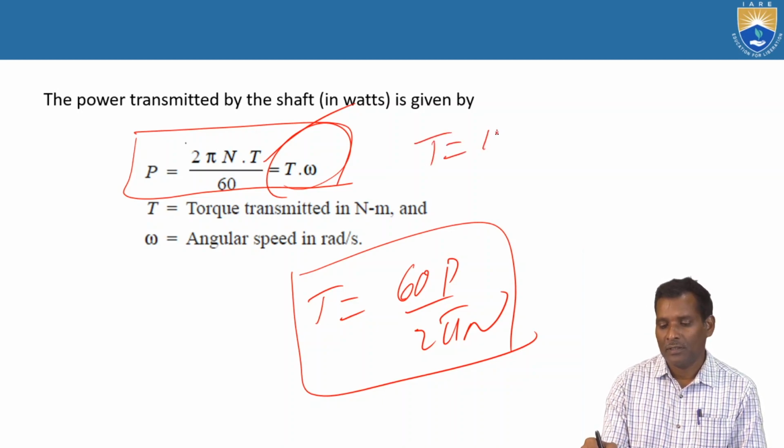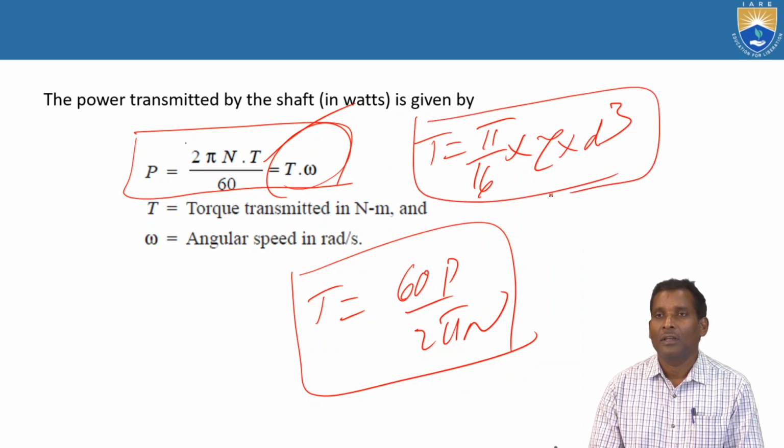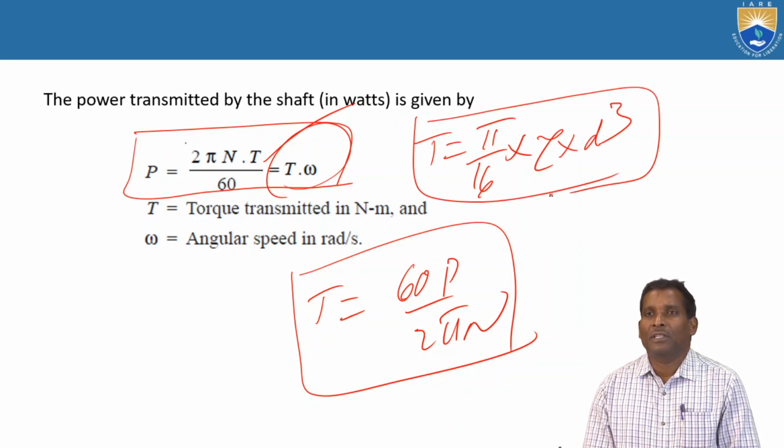After that, you will get torque equal to pi by 16 into tau multiplied with d cubed. By using this relation, you may determine the shear stress.